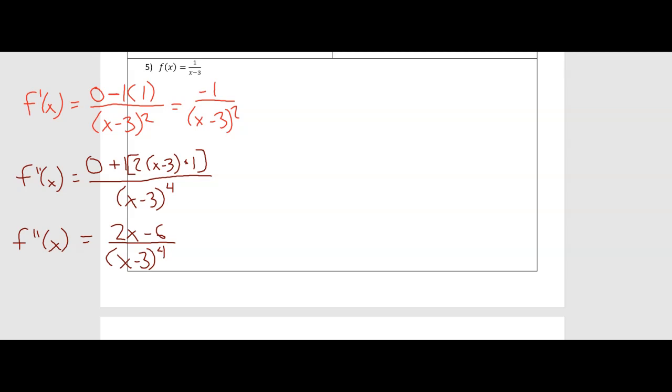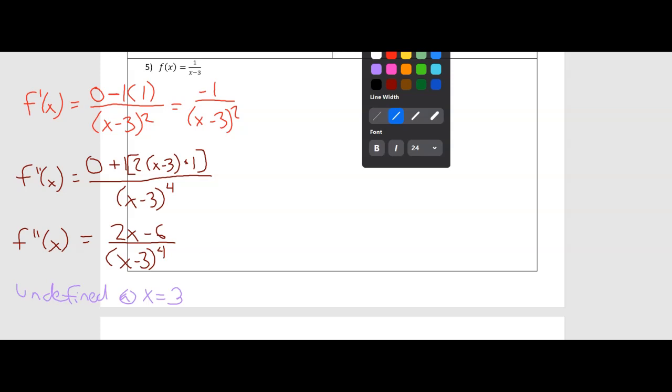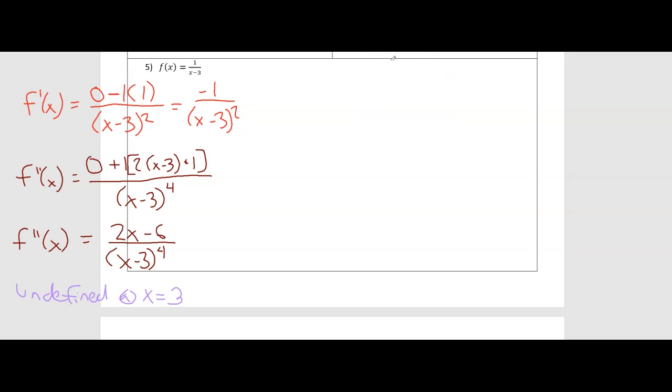And now to check for critical points, I need to see where the second derivative is undefined, and where it's equal to 0. Well, it's undefined at x equals 3, because that's where my denominator is equal to 0. And now I can check to see where it's equal to 0 by looking at my numerator. So I set my numerator equal to 0 and I actually get that x is also equal to 3. Now, here's the problem. It can't be undefined and equal to 0 at the same time. If our denominator is equal to 0, that takes precedence over our numerator, obviously. So we only have one possible critical point here, and that's at x equals 3. The function's not equal to 0 at this point. It is undefined at x equals 3, though.